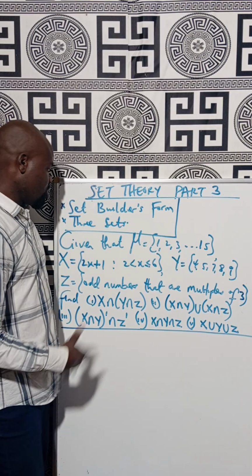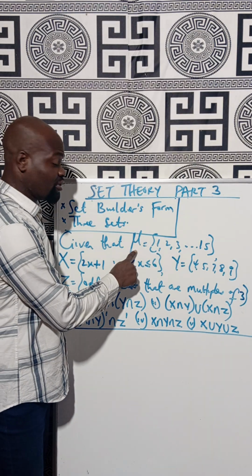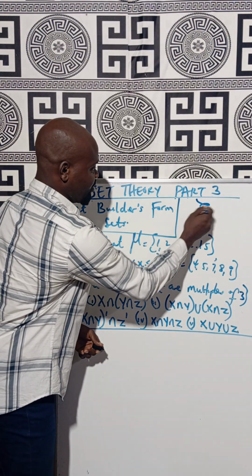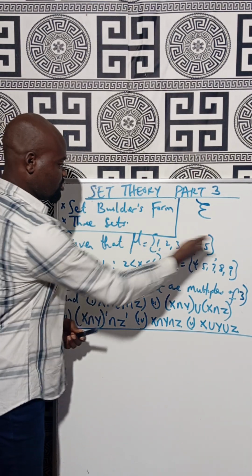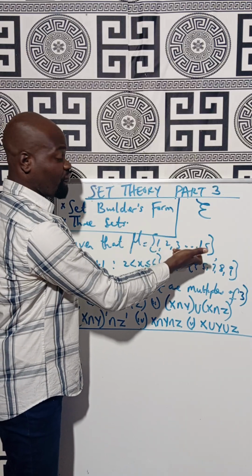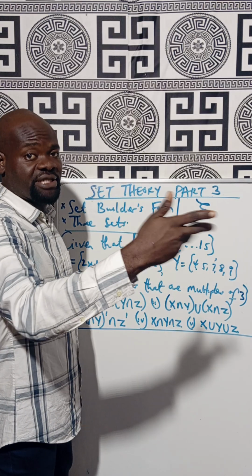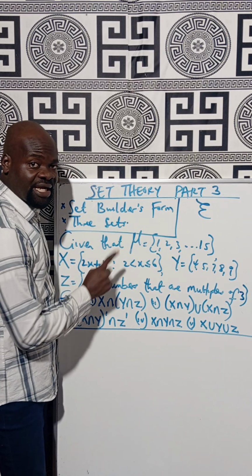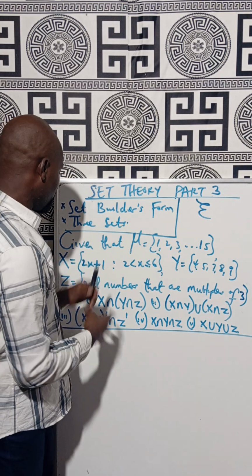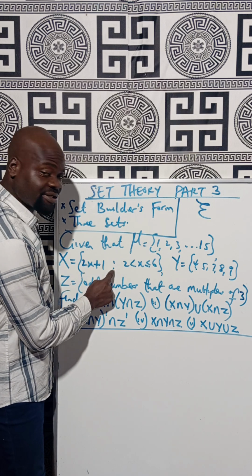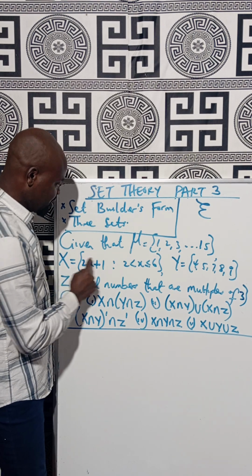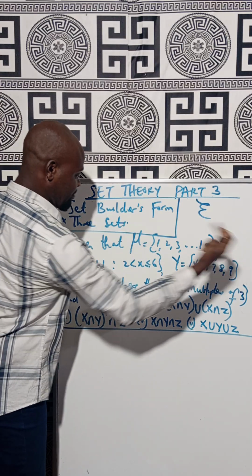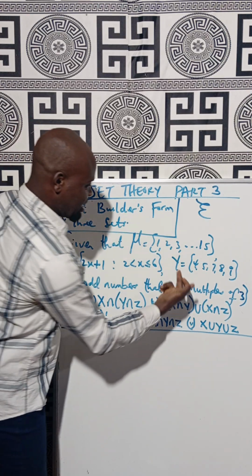Okay, so let's look at it. Given that, don't forget that this is the symbol of the universal set. Don't forget it. So it equals 1, 2, 3 up to 15. 1, 2, 3, 4, 5, 6, 7, 8, 9 up to 15. So x equals this. Let me break it down for you. So 2x plus 1 such that x equals to, this bracket means it is a set of numbers. Everything here will later give us a set of numbers.